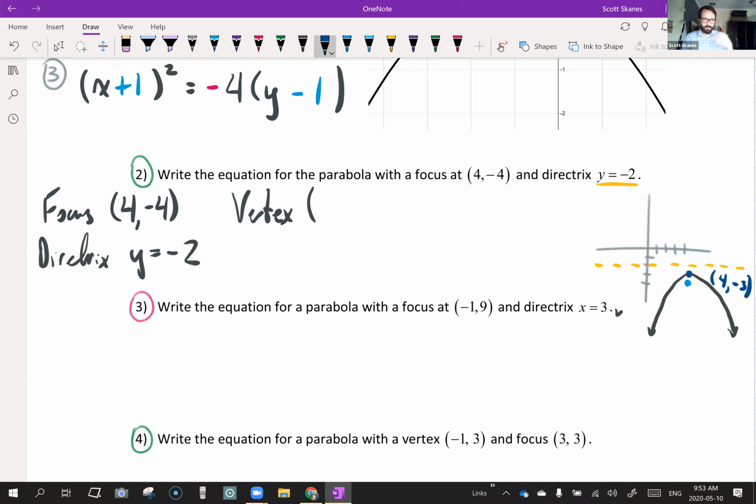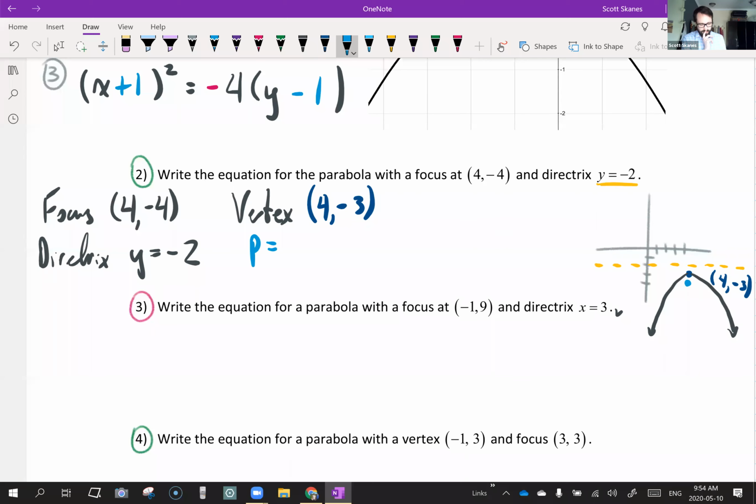-3. You can see I'm thinking through this because some of these, it just takes some logic. You need to take your time, think about what you know or what you will know once you review this stuff well, and you should be okay. So our vertex is at 4, -3. We already have the focus and the directrix.